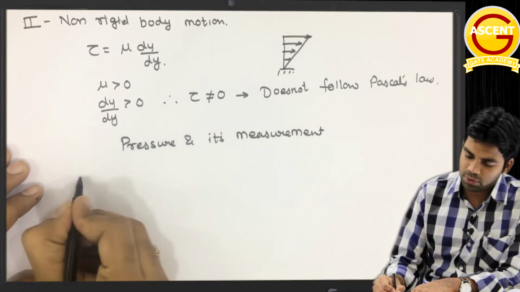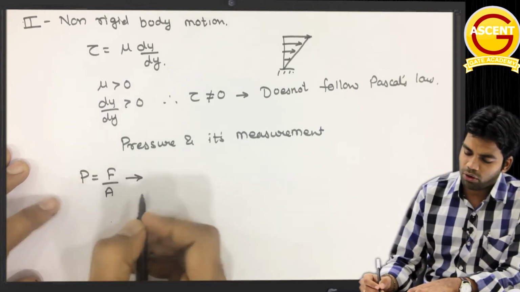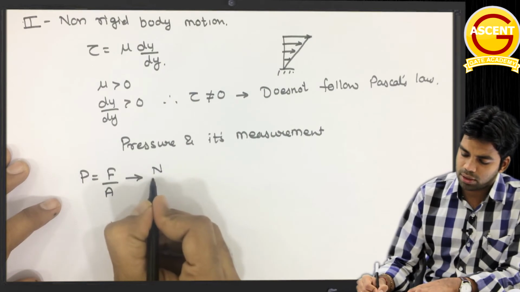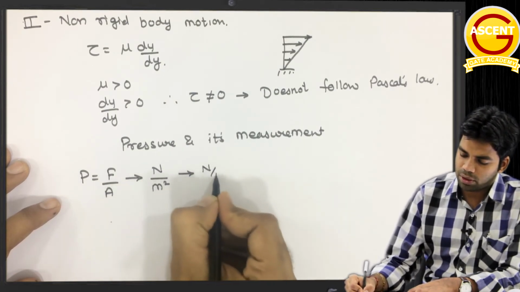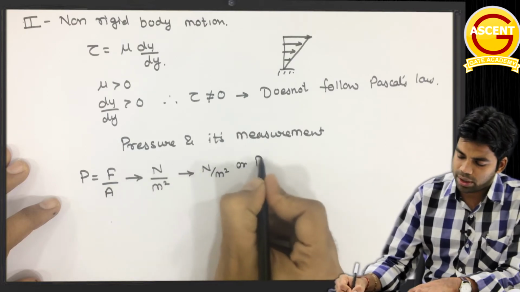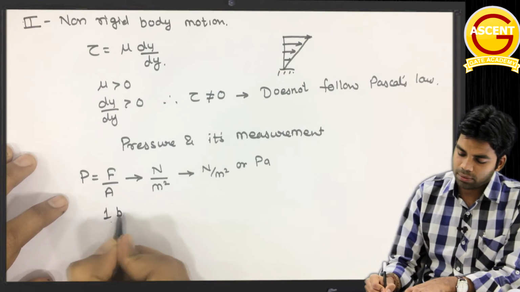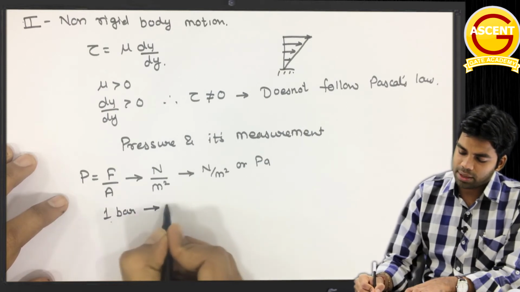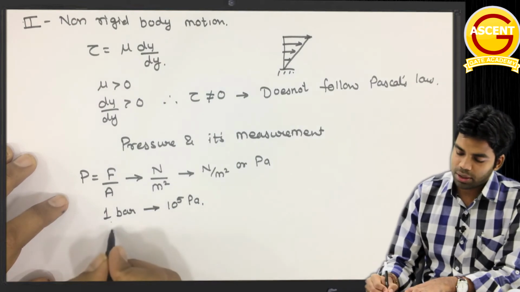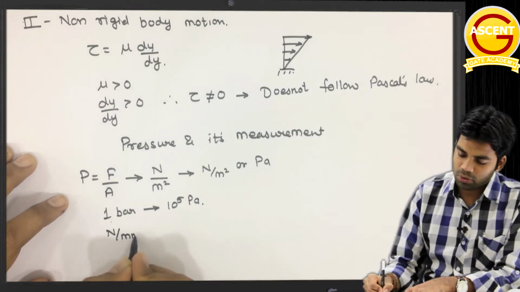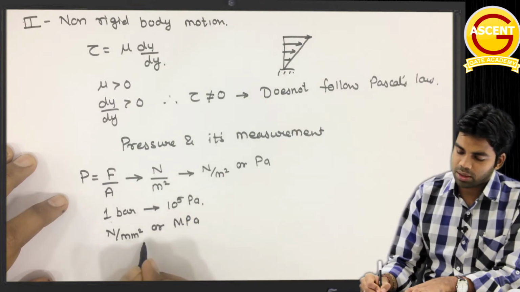Okay, so pressure, as we know, is force per unit area. What will be the unit of pressure? The unit of force is Newton, the unit of area is meter square, so the unit of pressure is Newton per meter square, or you can call it Pascal. Another unit of pressure is bar, and 1 bar is 10⁵ Pascal. Another unit of pressure is Newton per mm square, or you can call it megapascal. Newton per mm square is nothing but megapascal.